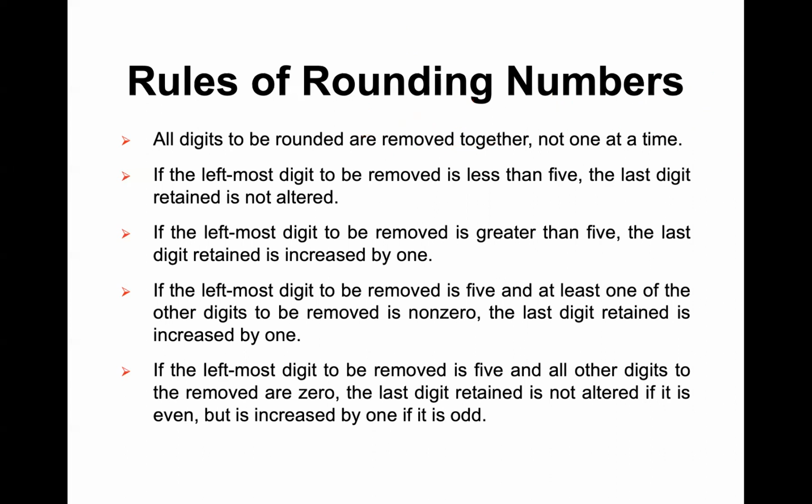If the leftmost digit to be removed is less than 5, the last digit retained is not changed. Just like I use the number 1.46172, for example. This number we try to keep, right? And you see here, the leftmost digit to be removed is less than 5. That means the number we keep is not changing. So that's how we give 1.